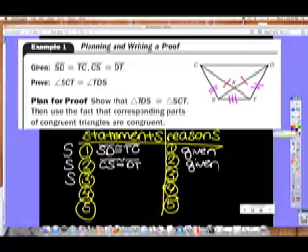Okay, third side, what are we going to put for our statement? Can I get a hand in the air? Ellie, what would you do? ST equals ST. Perfect. Perfect. She said ST is congruent to ST because of reflexive. Good job, Ellie. Reflexive property.